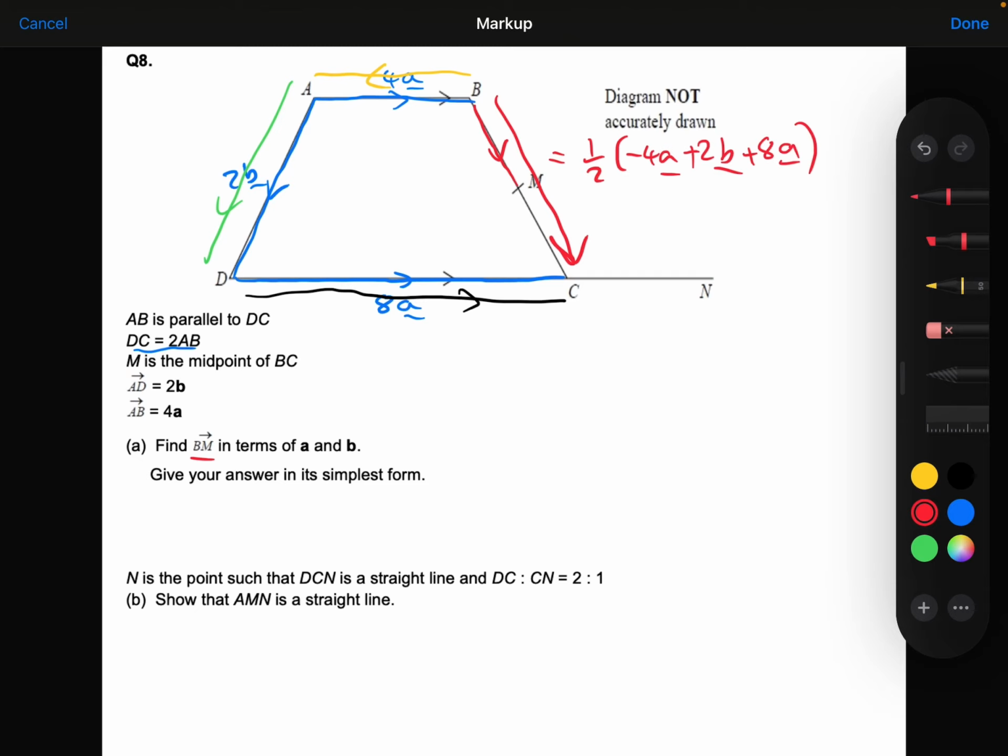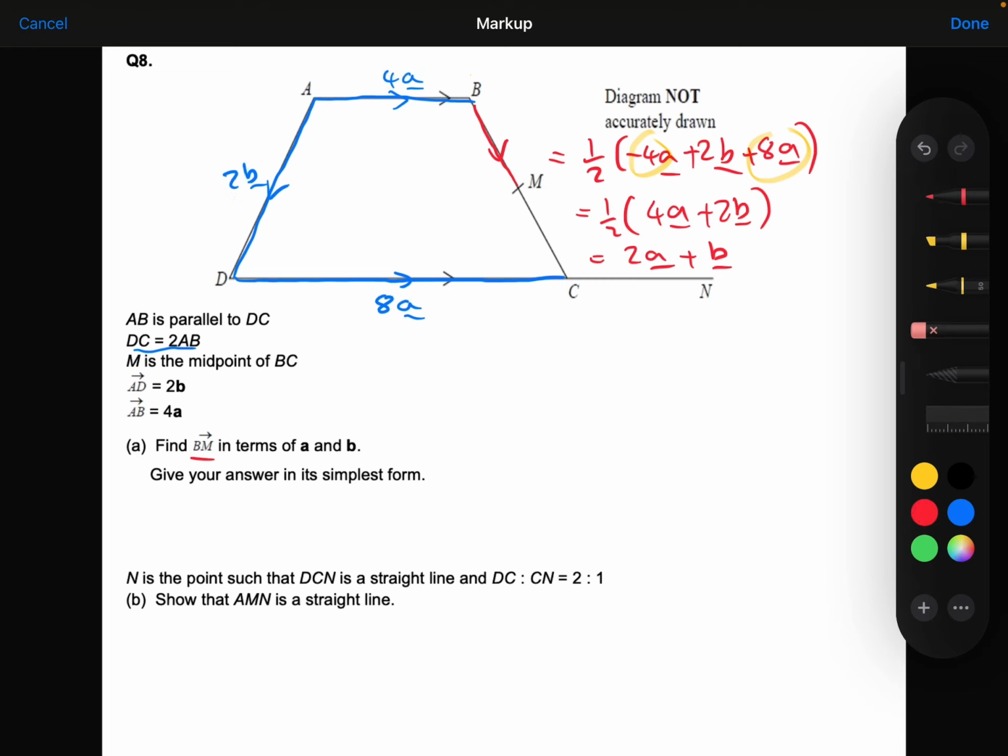We can simplify that because the minus 4a and the plus 8a will just be 4a. And now we can halve that to get what B to M is. So half of the 4a is 2a and half of the 2b is just b. And so that's the vector B to M.